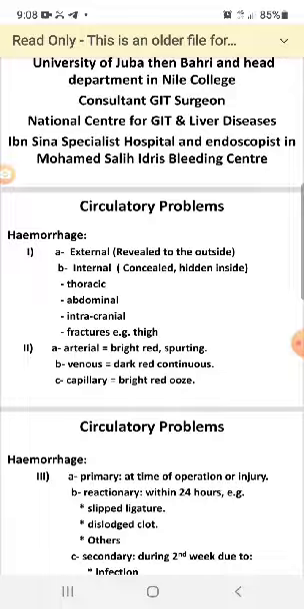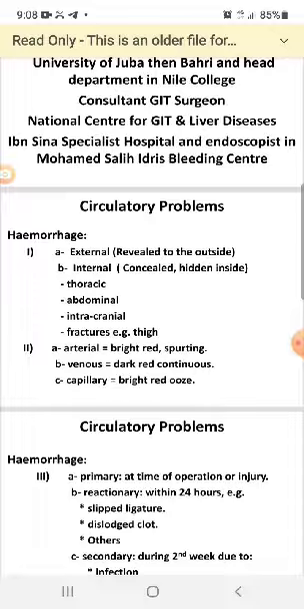So, circulatory problem: hemorrhage is divided in many ways. In this slide we will have external hemorrhage. External hemorrhage means revealed to the outside. That means you can see the bleeding through the skin. There is a cut wound or there is a fracture, there is bleeding through it, and you can see the hemorrhage outside of the wound.